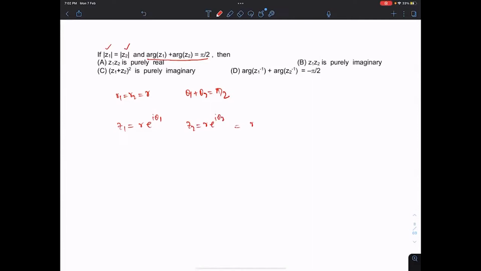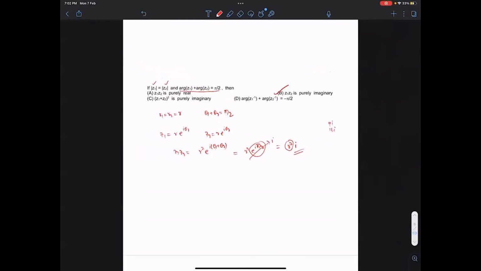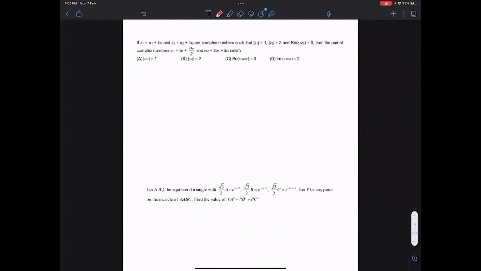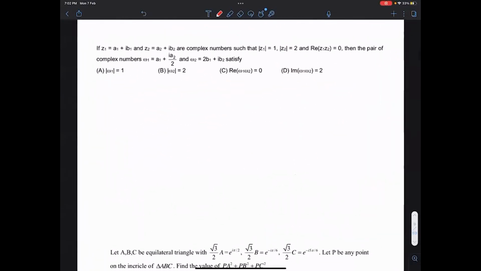Now what will be Z1 Z2? It is R square e power I (theta 1 plus theta 2). What is theta 1 plus theta 2? Pi by 2. And e power I pi by 2 is I. So R square times I. R square is a real number, so it is like some 9i, 69i, something like that. So purely imaginary, no? Like that. So here, if you use Euler's form, it is easy, no? Now let us see the second one.